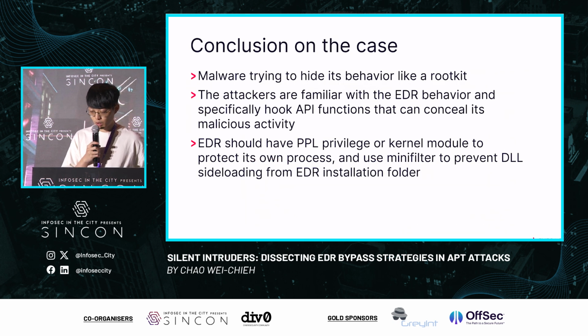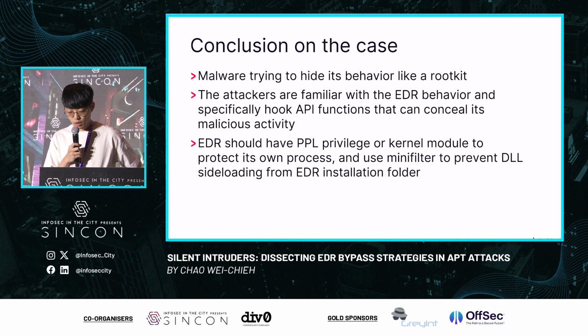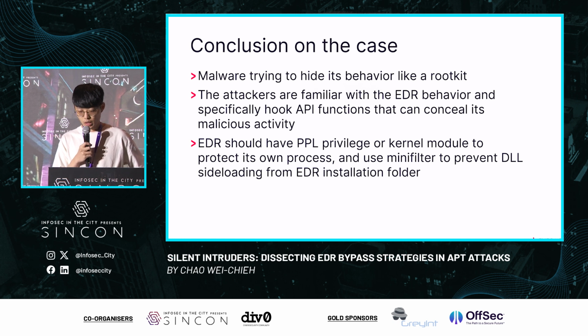Okay, so now we can conclude on the first case. Here we see how API hooking is used in this case, and the attacker is trying to hide its behavior like a rootkit. The attacker is also familiar with the EDR system and its behavior, and specifically hooks these three API functions that can conceal its malicious behavior.